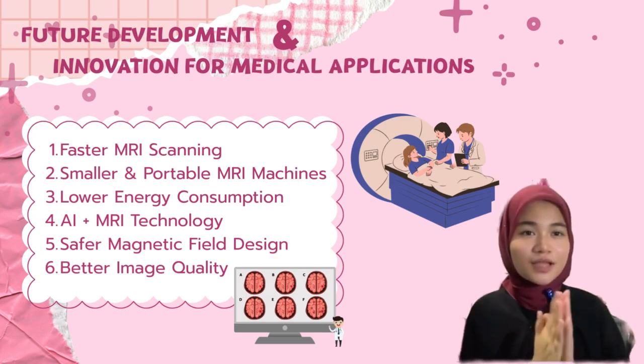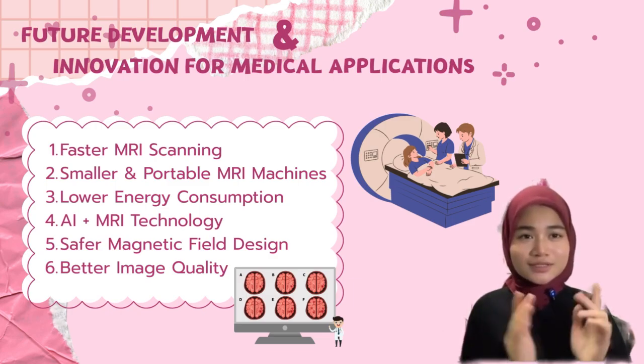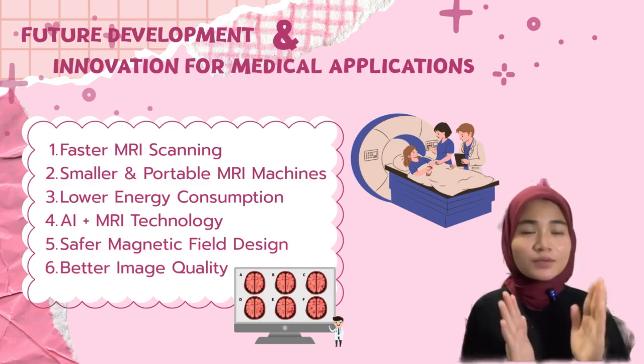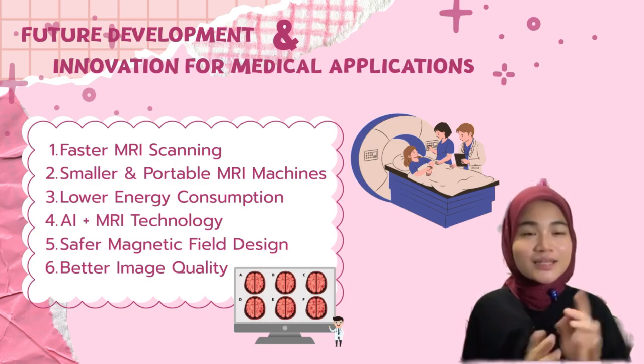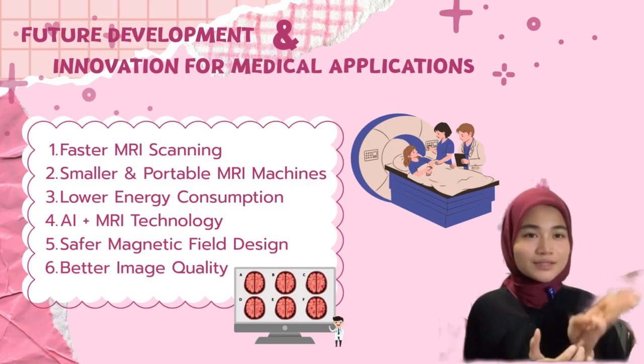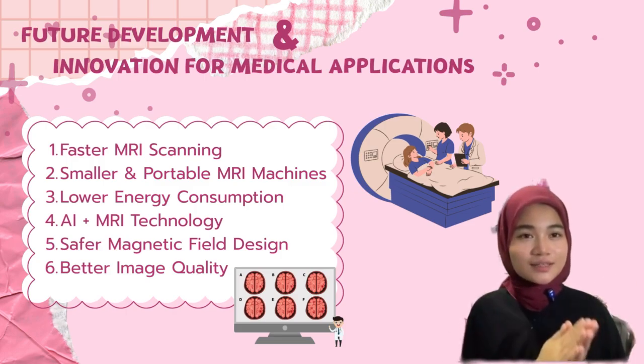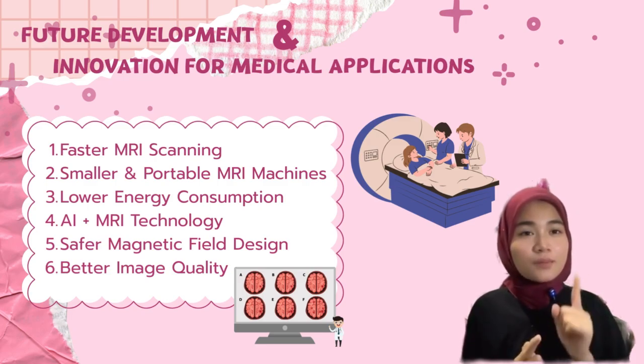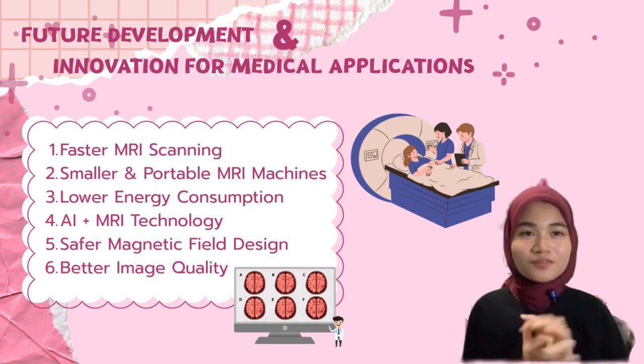Second is a small and portable MRI machine. This is great because it can help a lot of people, especially the elderly and obese people, since they can't move too much, and we can build a new small and portable MRI machine to help these people. The third one is using less electricity. This can reduce cost and energy, making MRI machines more affordable.